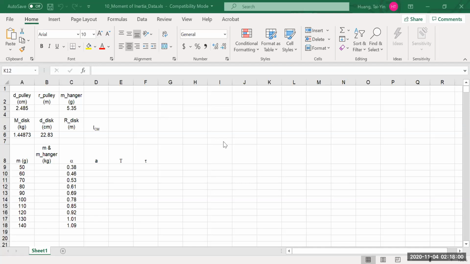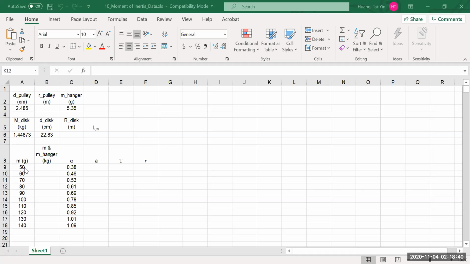So let me bring up the data. The data table looks like this. So like I said, the radius of the pulley is given, which is 2.485 centimeters. So based on that, you want to calculate the radius of the pulley, and also it has to be in SI units, in meters. The mass holder has a mass that is 5.35 grams, and the mass of the disc is 1.44, and the diameter of the disc is 22.83 centimeters. You want to calculate the radius of the disc in meters, and then calculate the theoretical value of the rotational inertia about the central mass.